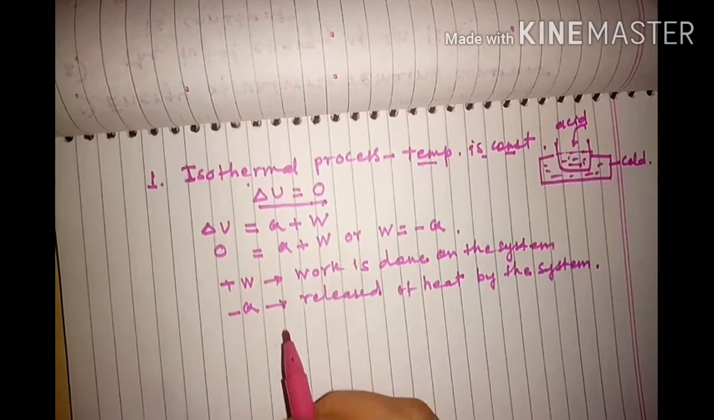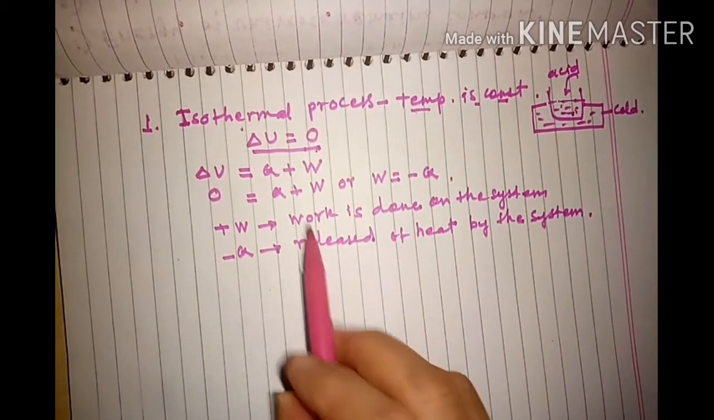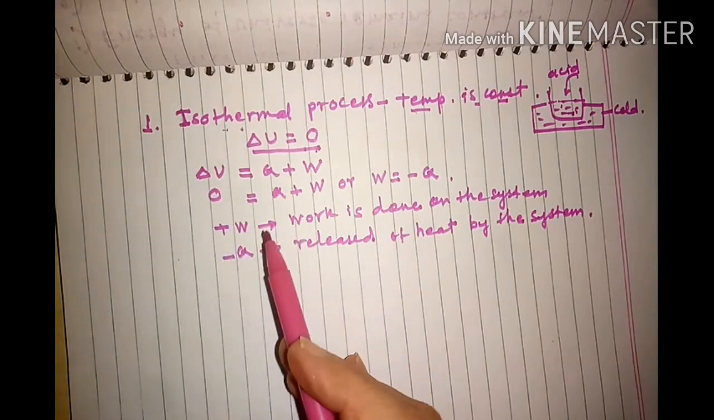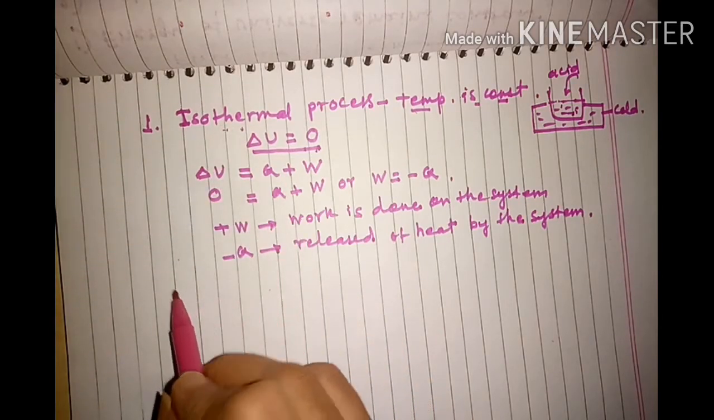Now we can explain this isothermal process, or the first law of thermodynamics in an isothermal process. You take solid ice here.